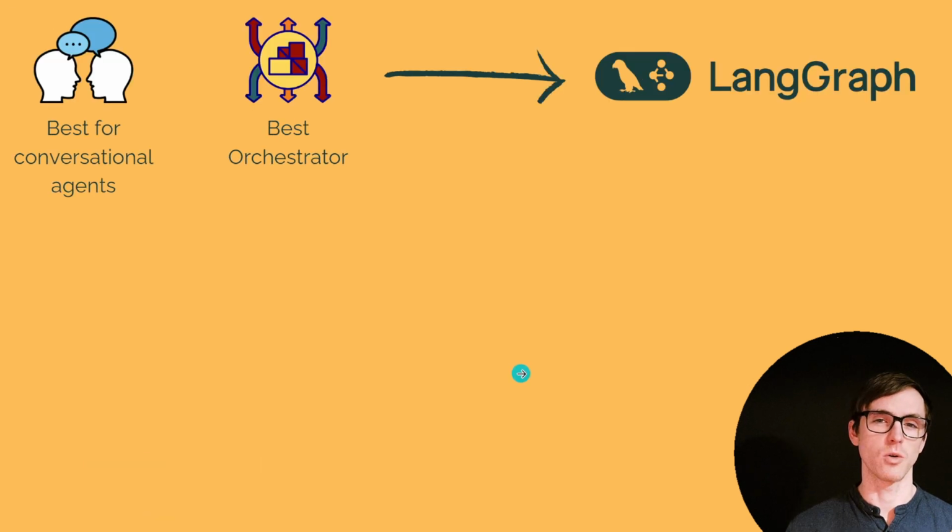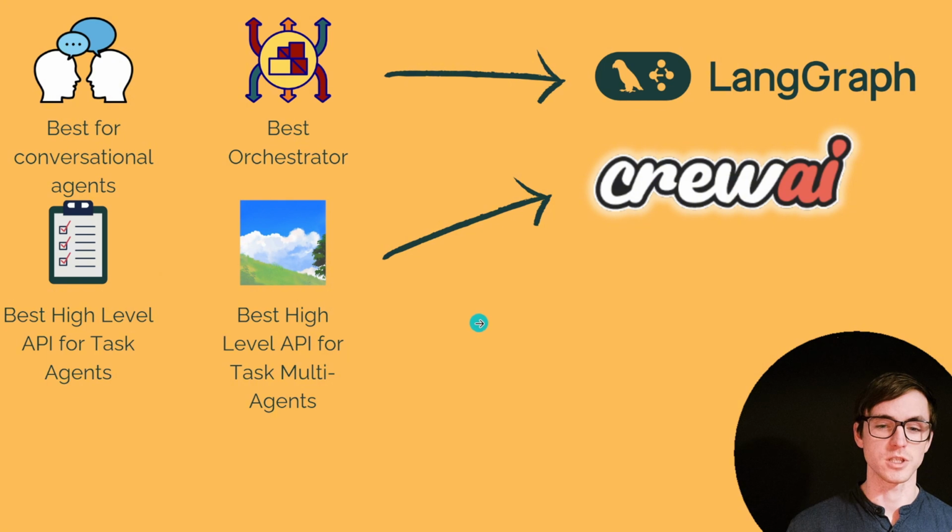If you just want an orchestration framework, or if you're working with co-agents, conversational agents, then I would use LangGraph. And finally, if you want to use multi-agent and you've got a task-based problem to solve, and you want a high-level API, I would use CrewAI.